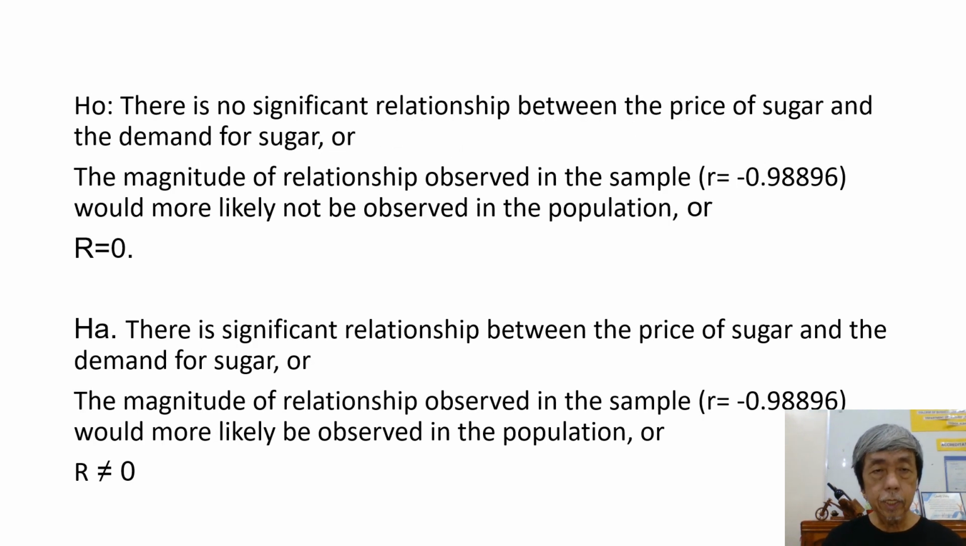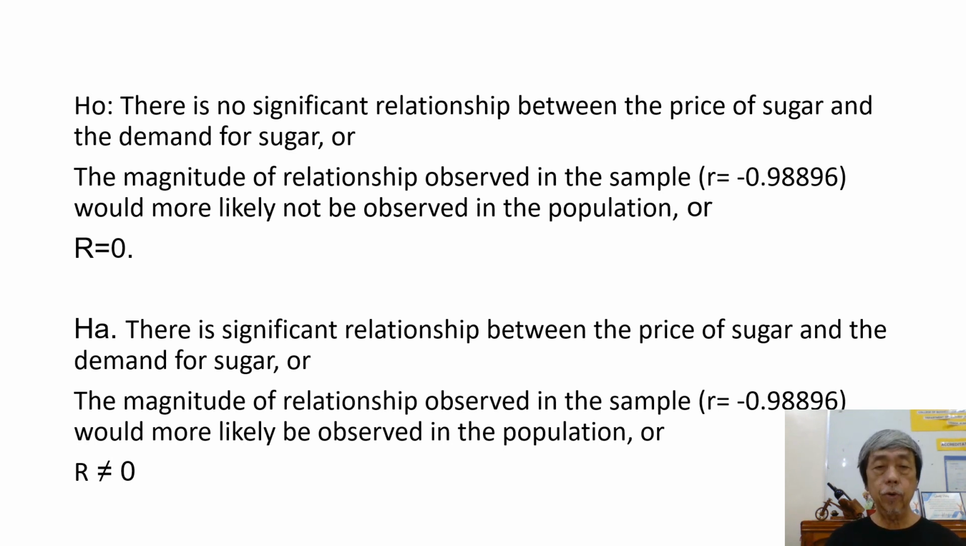The null hypothesis is there is no significant relationship between the price of sugar and the demand for sugar, or the magnitude of relationship observed in the sample would more likely not be observed in the population, or the population correlation is equal to zero.